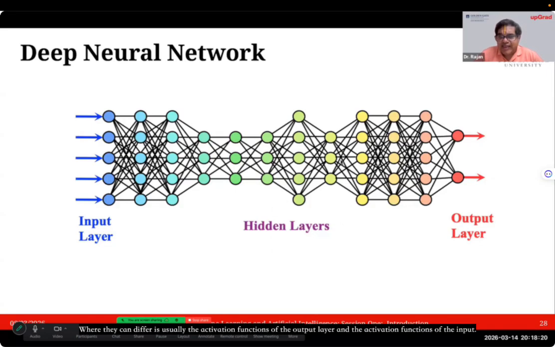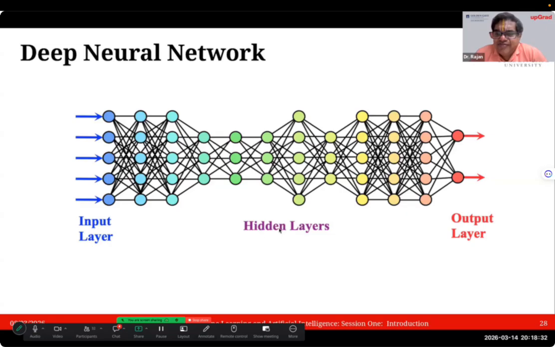Where they can differ is usually the activation functions of the output layer and the activation functions of the hidden layers; they could be different. That's where they differ. Otherwise, they are the same. Input layer is just a name, it's just the variables, that's all.